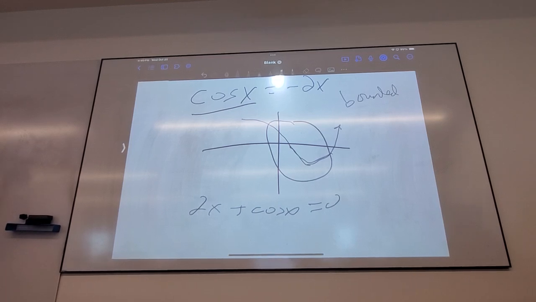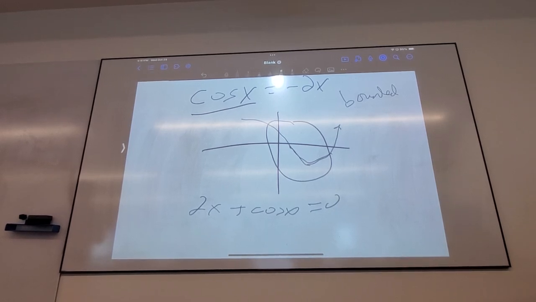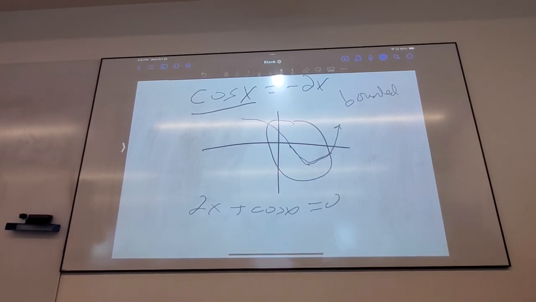Maybe not. Play with the problem. Take the derivative, see what it leads you to. Can you see it has one answer? When x is 0, what do you get? 1. When x is pi, when x is negative pi over 2, what do you get?